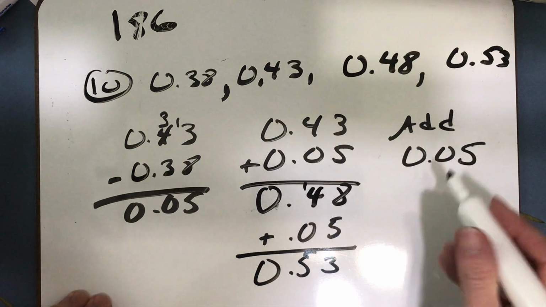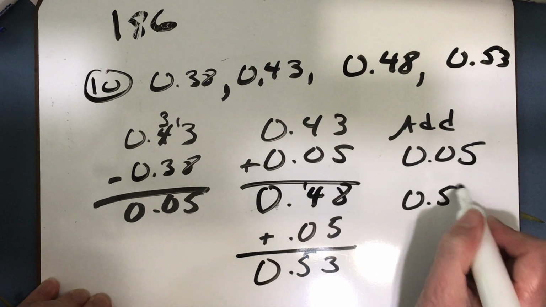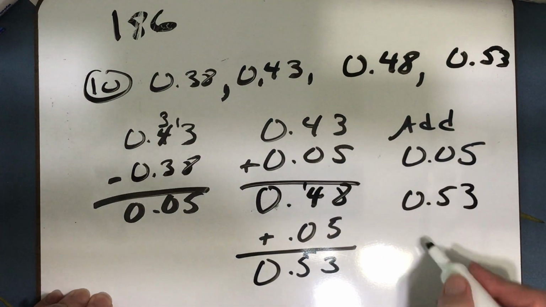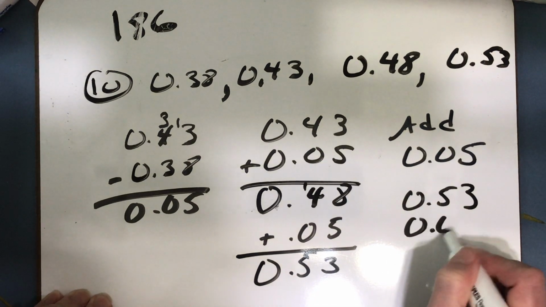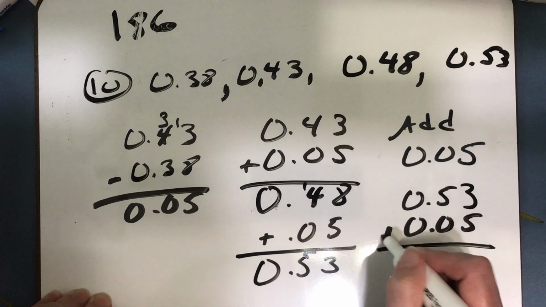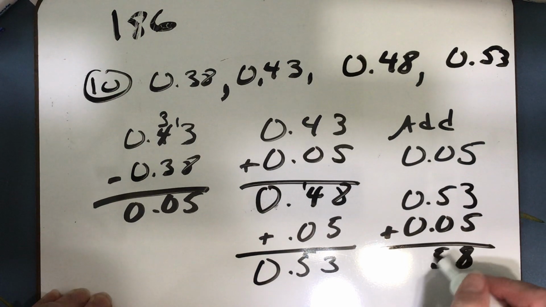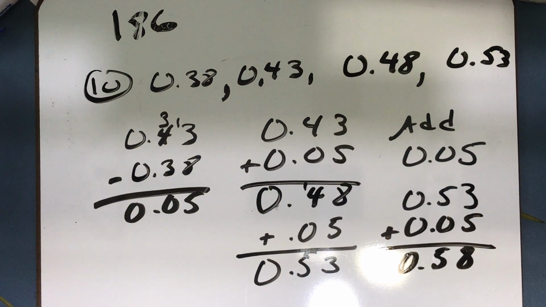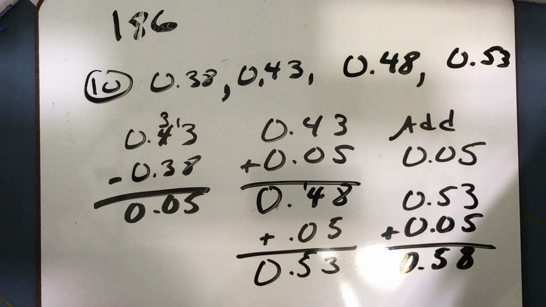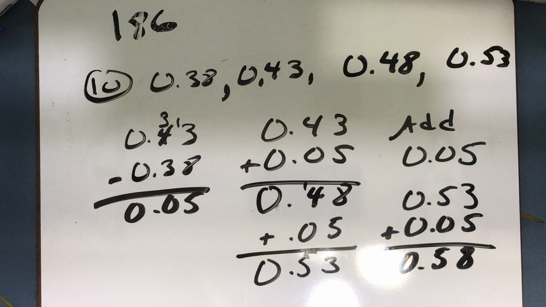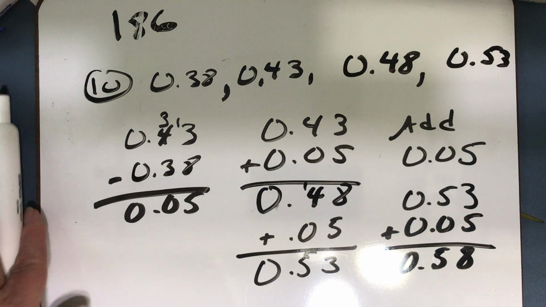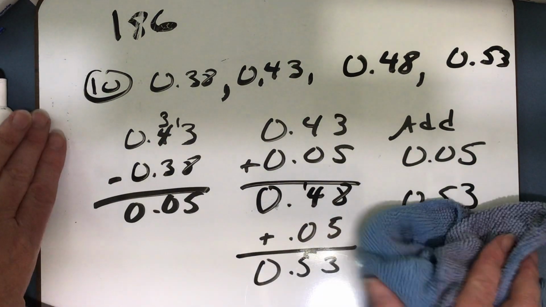So our last thing was 53 hundredths, so add 5 hundredths to that. Make sure you put the 0 in the tenths place. That's an 8 and a 5, so 58 hundredths. Now to find the last term, just add 5 hundredths to 58 hundredths. And number 11, you have to figure out what the pattern is and write the next two terms.